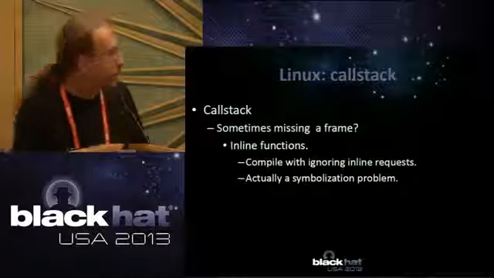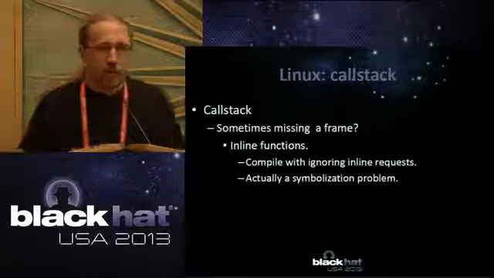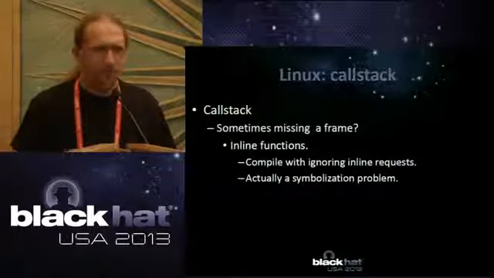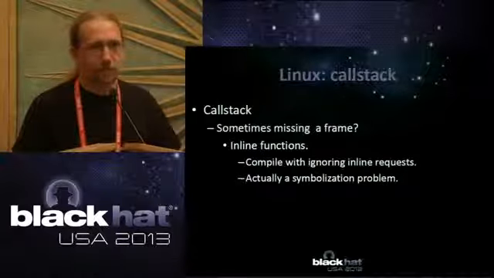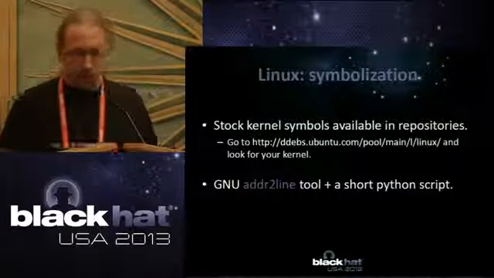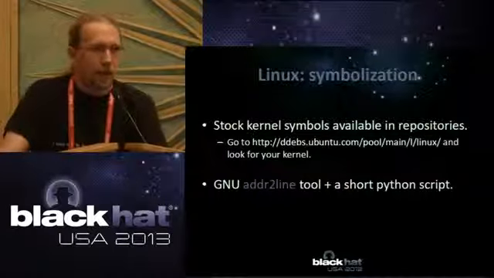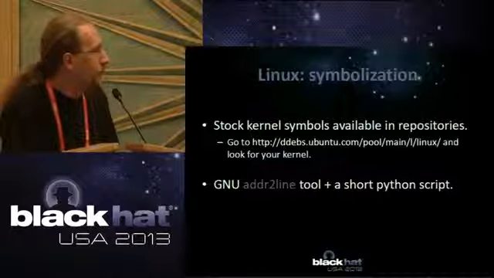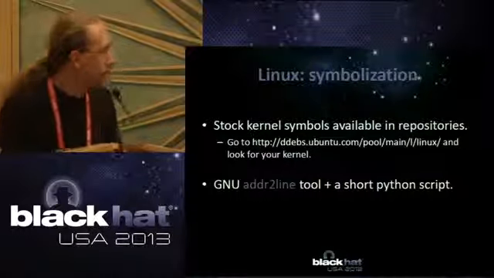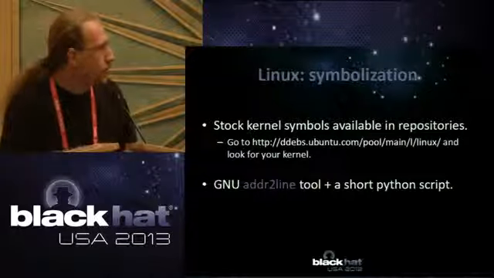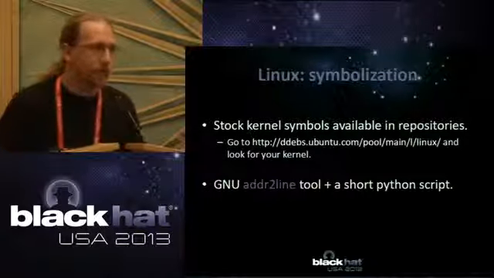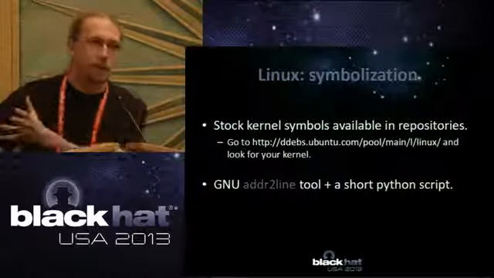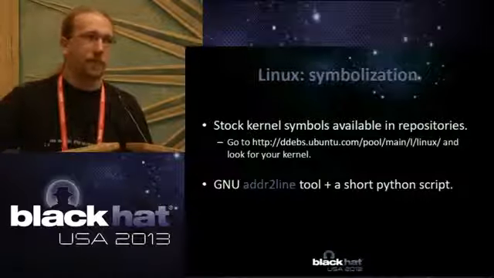Another problem was inline functions. When you compile with inline, the symbolization gets really messed up. This is easily solvable if you recompile the kernel with inlining disabled. Speaking of symbolization, symbolization on Linux is trivial as well. In the case of Ubuntu, you just download the symbols for your stock kernel, which we did, and there is the GNU binutils addr2line tool, which we wrote a simple Python script to run. From addresses, you get them translated to file name, line in that file, and function name.